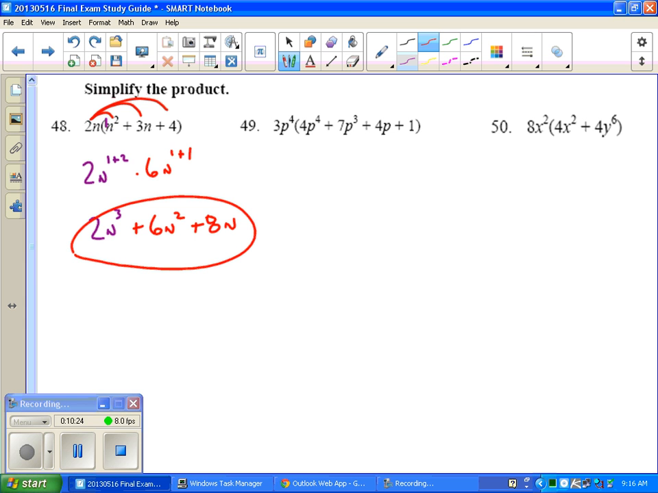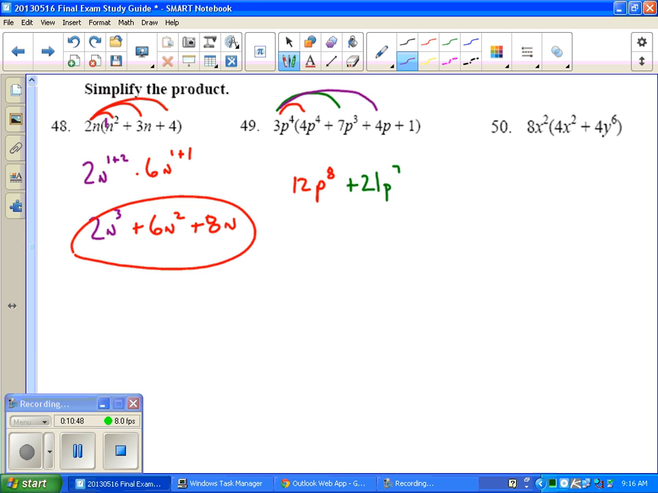Do the same thing with the next one. Given 3p to the fourth times 4p to the fourth, 3 times 4 is 12. p to the fourth times p to the fourth means p to the 4 plus 4, which is p to the eighth. 3p to the fourth times 7p to the third: 3 times 7 is plus 21. p to the 4 plus 3 is p to the seventh.